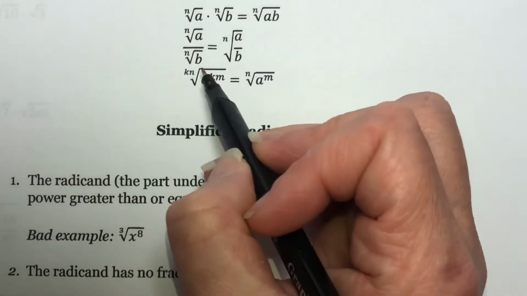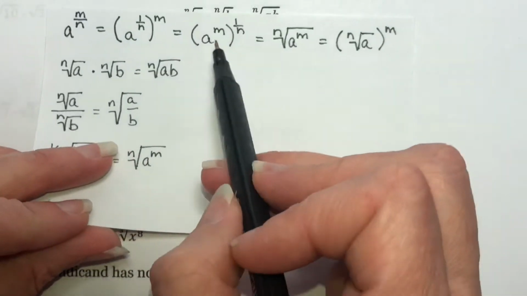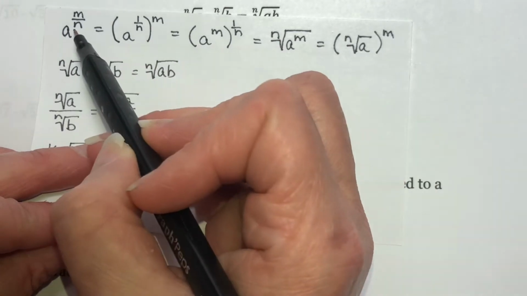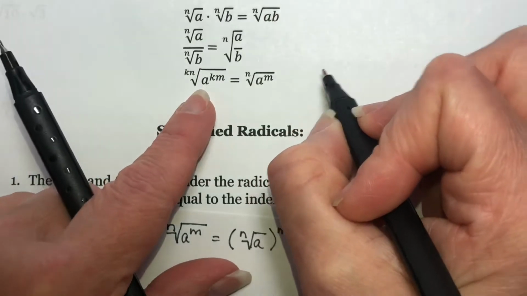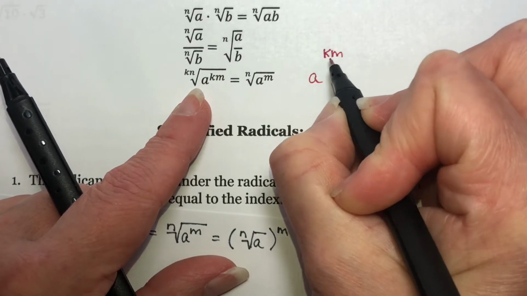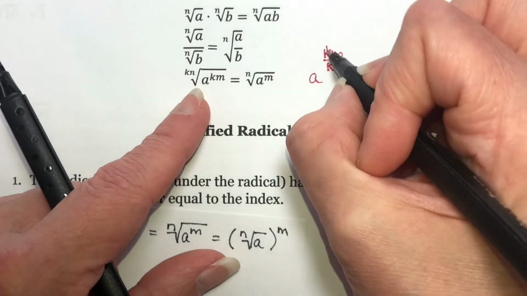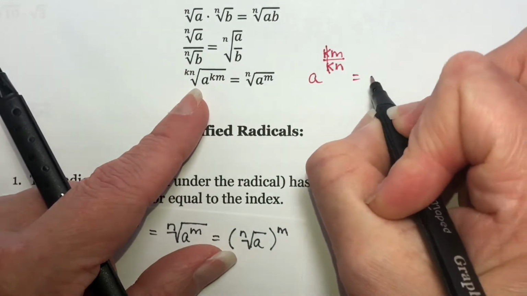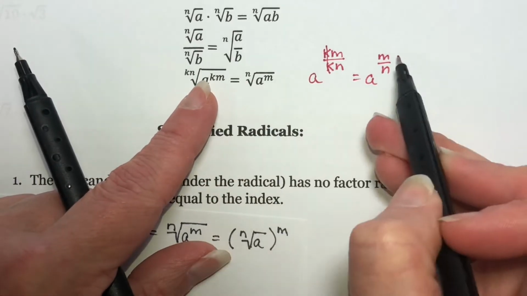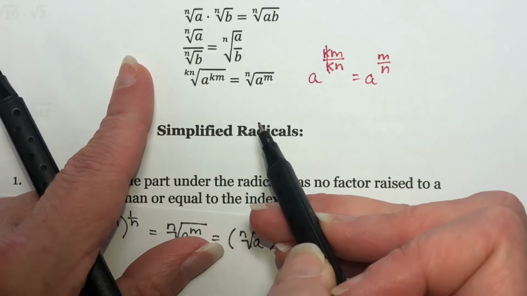Now, why is this true? Think about taking this and rewriting it as a fractional exponent. Remember, what is inside is the numerator, what is outside is the denominator. So if I rewrite it as a to the k over m over k over n, you would reduce this fraction to get a to the m over n. This is your index, this is your exponent. This comes directly from reducing the fractional exponent.